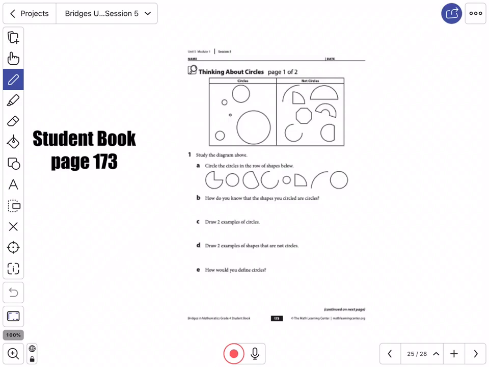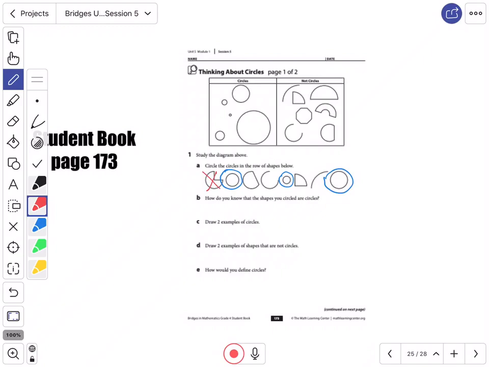All right, so thinking about circles, page 1 of 2. We've got pictures of circles, and we've got things that are not circles on this piece of paper here, okay? So study the diagram above. Circle the circles in the row of shapes below. All right, well, this is a circle, and this is a circle, and this is a circle. All of these other things, I'm just going to X them out in red.